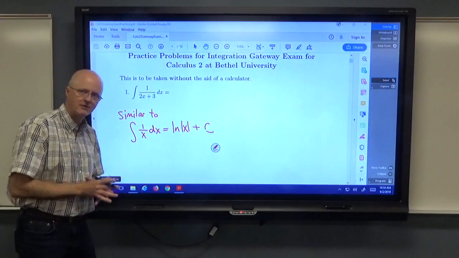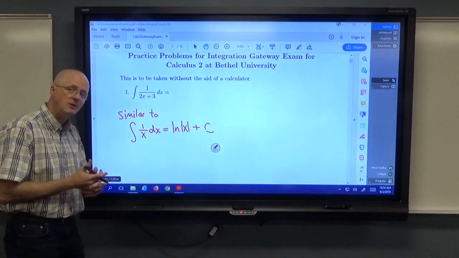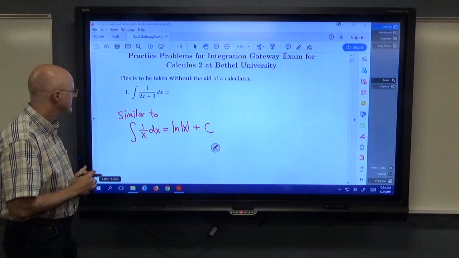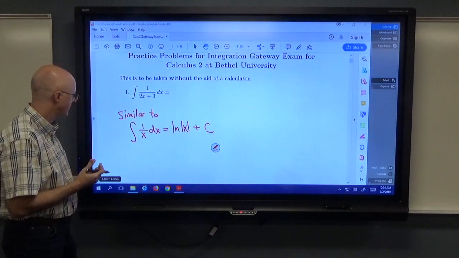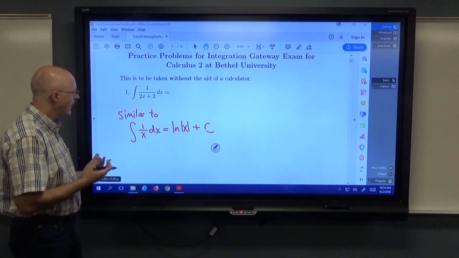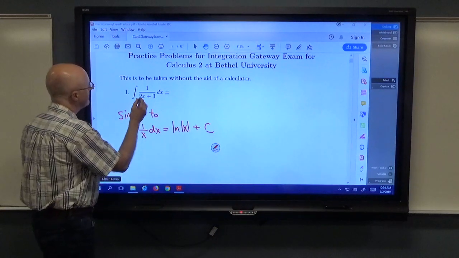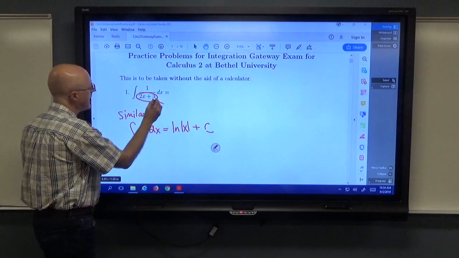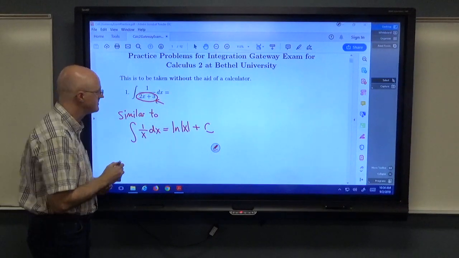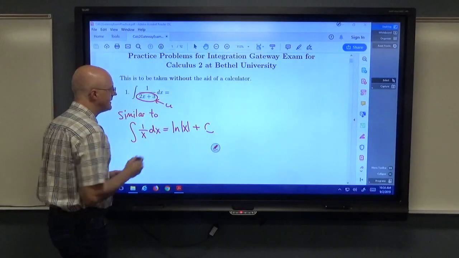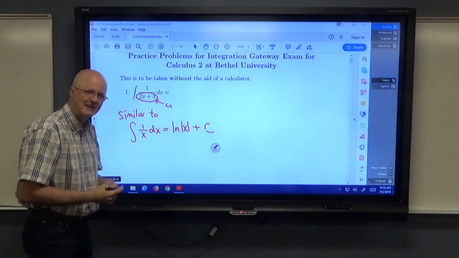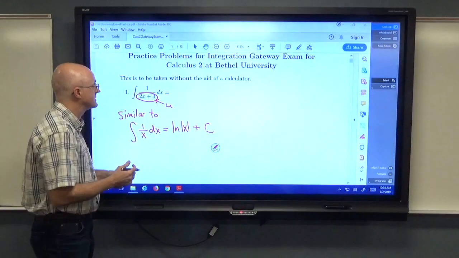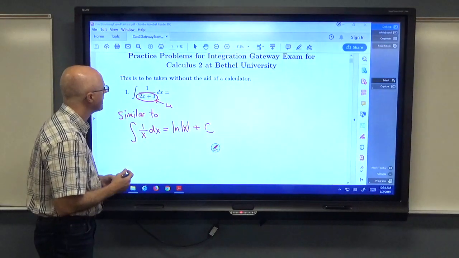There's no definite integrals on Bethel's gateway. There could be on your gateway, and then you'd have to use the fundamental theorem of calculus. So it's similar to that, and we want to use that in some way. That's the idea. So how? Well, why not just call this 2x plus 3 something else? Give it a new name. Define a new variable, typically called u, to equal 2x plus 3. That's why this is sometimes called u substitution. Now, there's nothing special about the letter u. It's just a common thing to use.